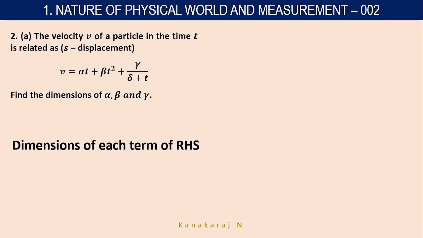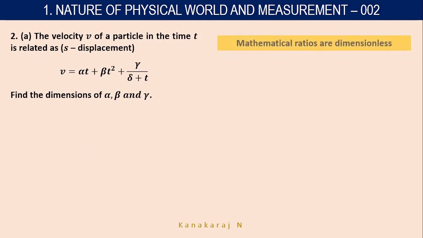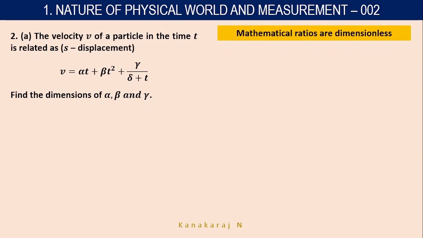Dimensions of each term of the right hand side equals dimensions of each term of the left hand side. This is called the principle of homogeneity. This is what we are going to use here. For further problems, we may require other concepts like mathematical ratios are dimensionless. The first one, trigonometric ratios like sin theta, cos theta, tan theta.